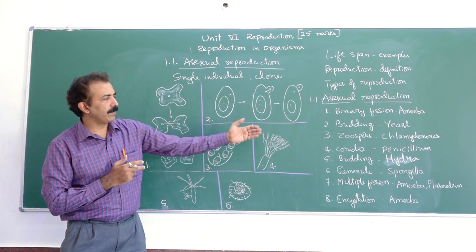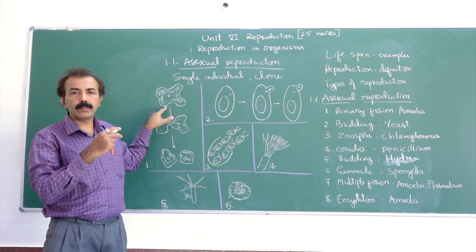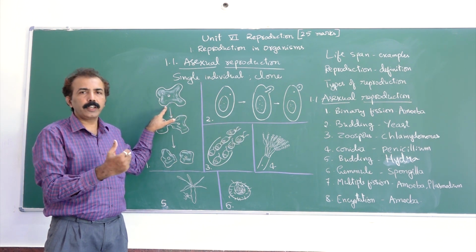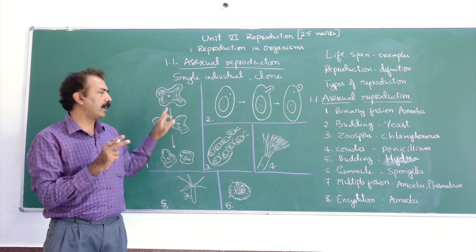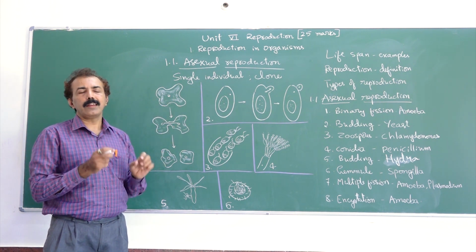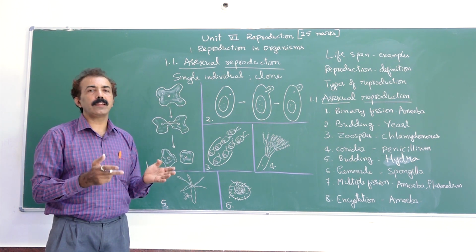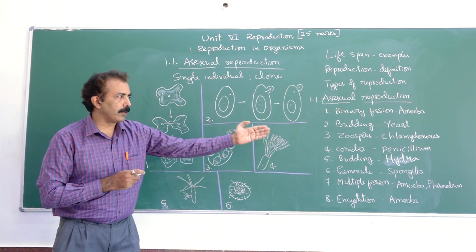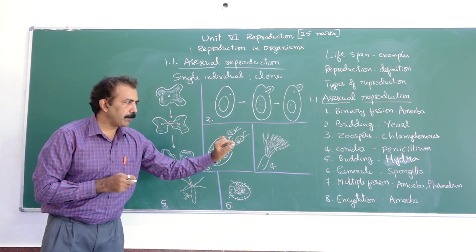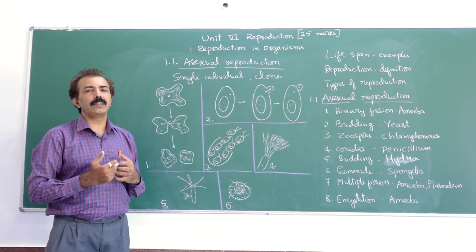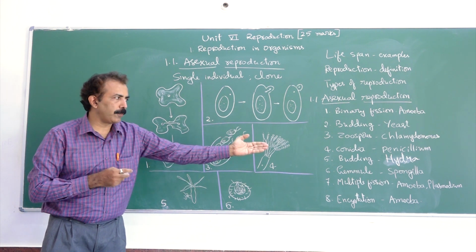There are more examples. Example number 7, multiple fission. Amoeba, when they have a good amount of nutrition, prefer to multiply by multiple fission, where the nucleus does not divide to form two but many, and each nucleus gets surrounded by a bit of cytoplasm. So one amoeba at a time gives rise to several amoebae. Plasmodium, the malarial parasite transported by the Anopheles mosquito, again multiplies by multiple fission and attacks the human liver cells. A single cell gives rise to many cells, so it's multiple fission.